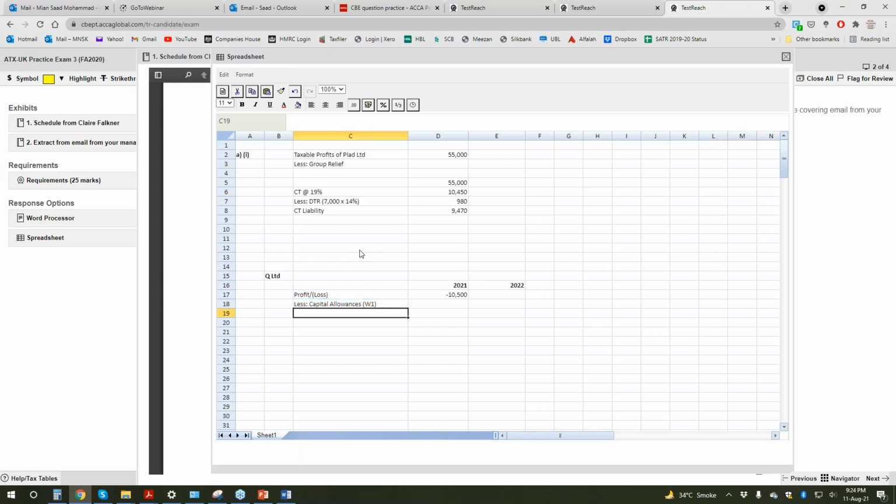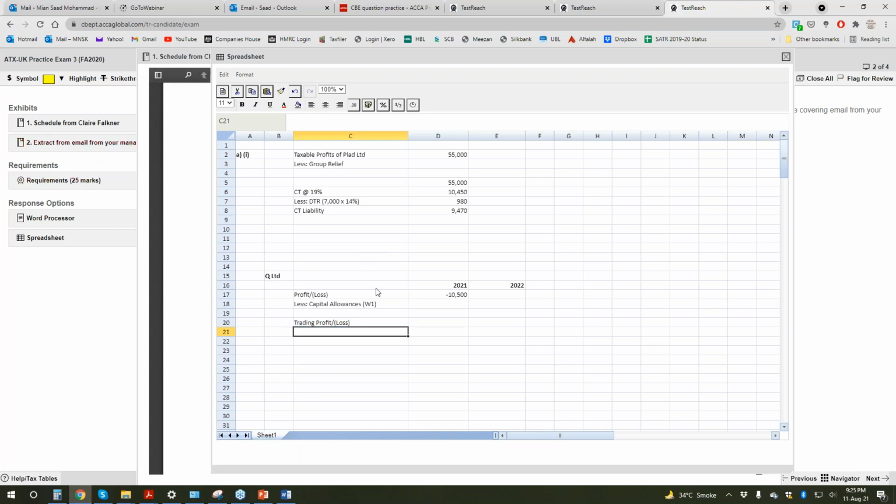I haven't calculated them. Then whatever it will be, will be my trading profit or loss, which will obviously be a loss, as we know that.